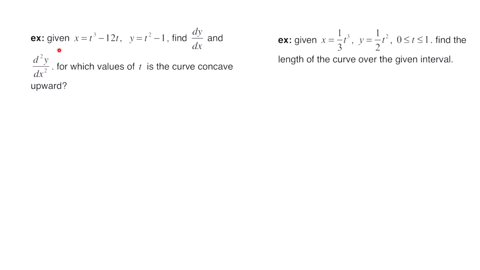This example says, given that x is equal to t cubed minus 12t and y equals t squared minus 1, we're going to find the first derivative and the second derivative. Then it says for which values of t is the curve concave upward.